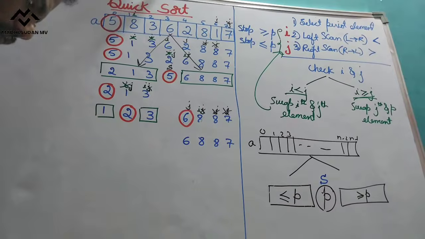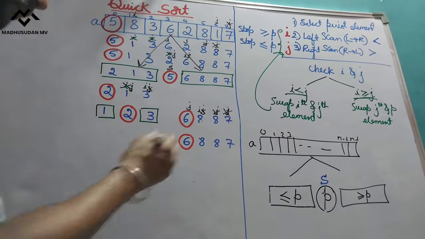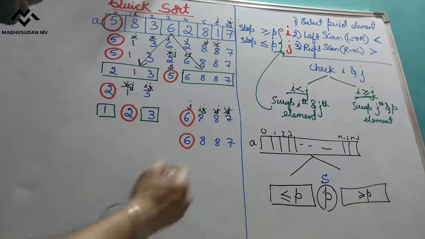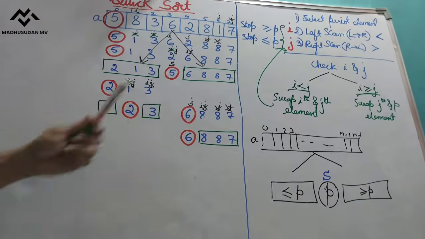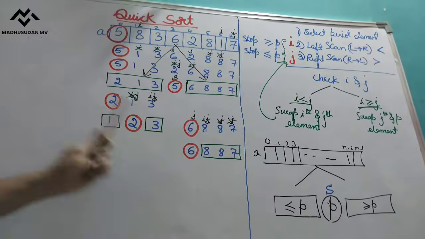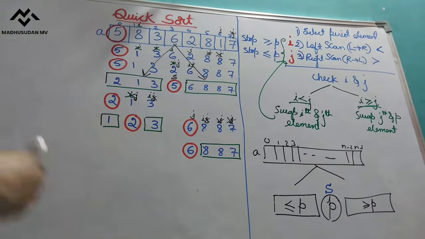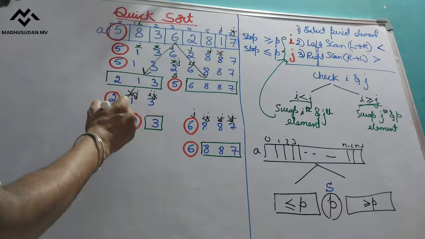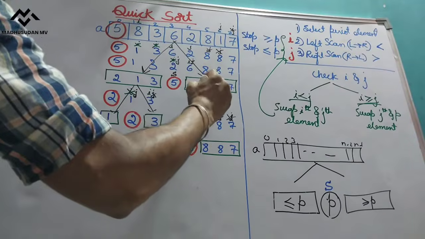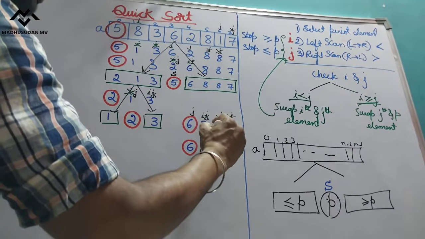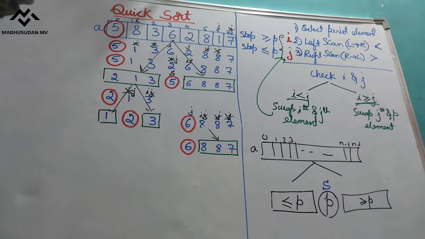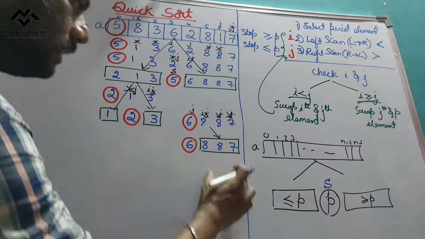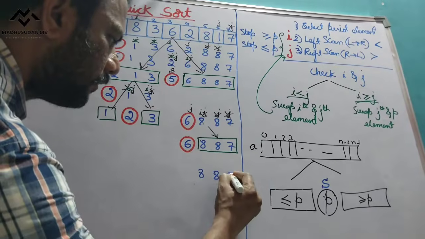Here this is the pivot element we selected, and towards its right I got all the elements greater than the pivot element. In this example, I didn't get a left subarray. That means the earlier one we divided into 2 subarrays, but this one I divided into only a right subarray. There is no left subarray. Now again, we need to take only this one, 8, 8, 7.